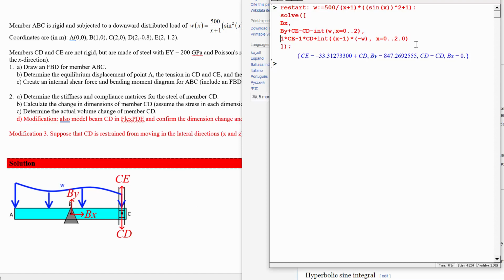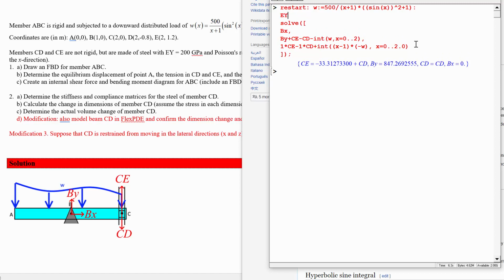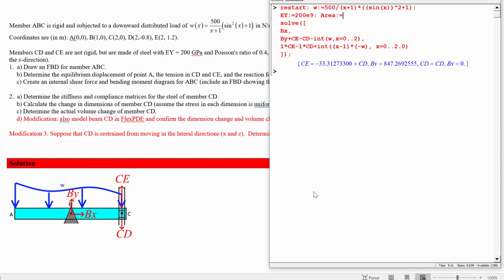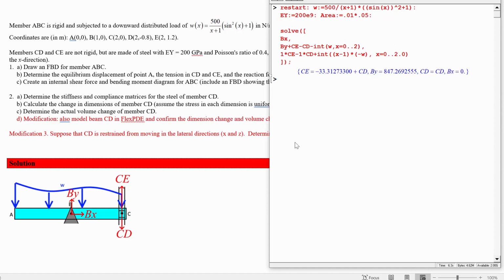Well, we've got some elastic modulus, EY is equal to 200E9, and some Poisson's ratio, which I guess actually we're not going to need at the beginning, but we will need some cross-sectional area. Area is equal to 1 centimeter out of the page and 5 centimeters in the x direction. So the area is equal to 0.01 times 0.05 in meters.